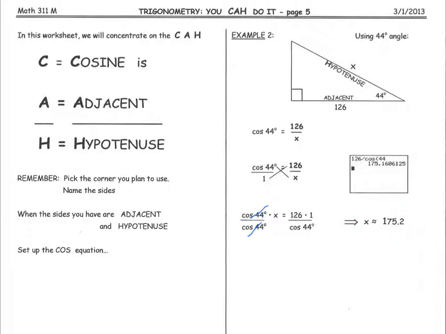So if there were units here and 126 was centimeters, then we would know that in a 44-degree right triangle with 126 centimeters on this side of the triangle, the hypotenuse would have to be 175.2 centimeters. You can find the missing side of any right triangle if you know one of the corner angles and one of the other sides.